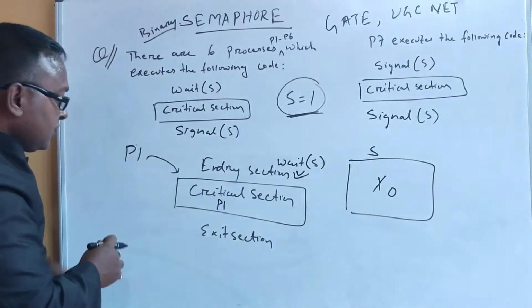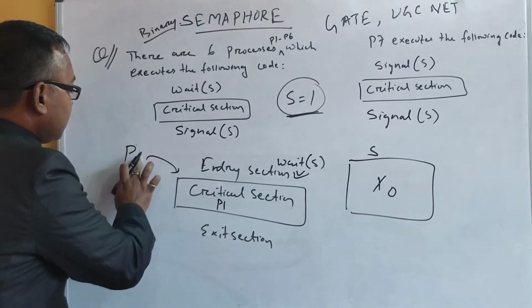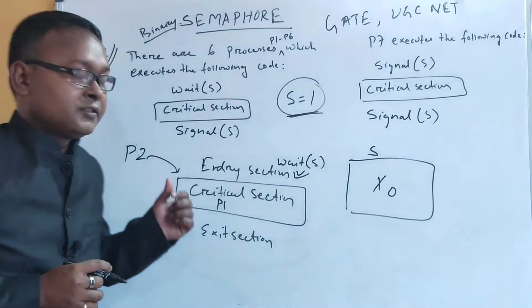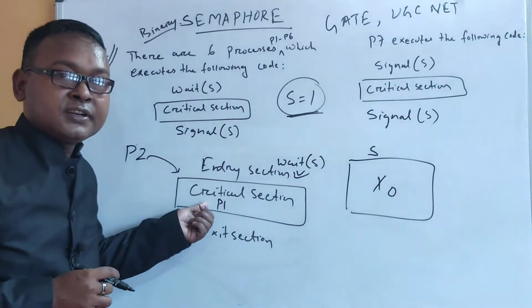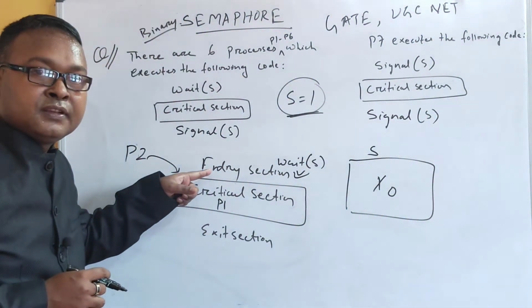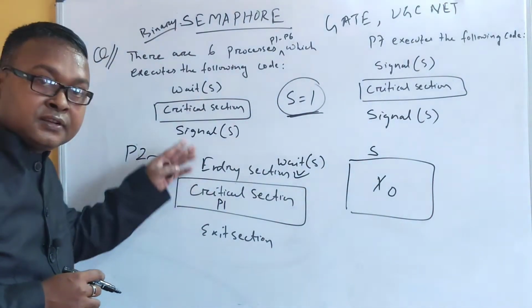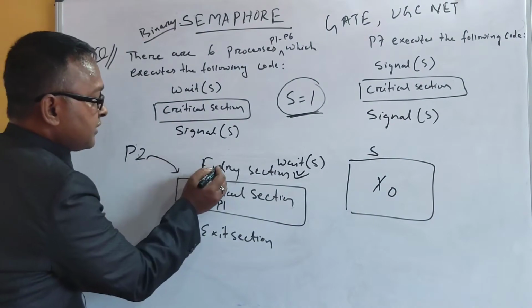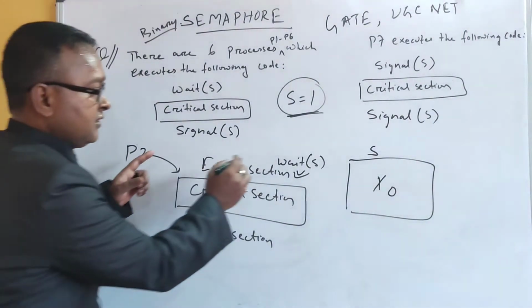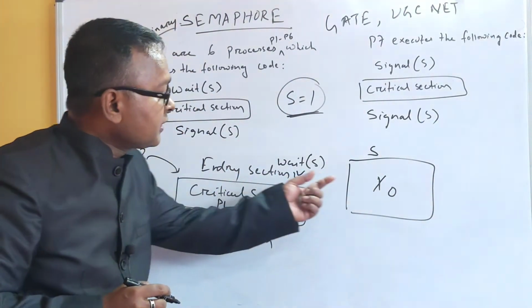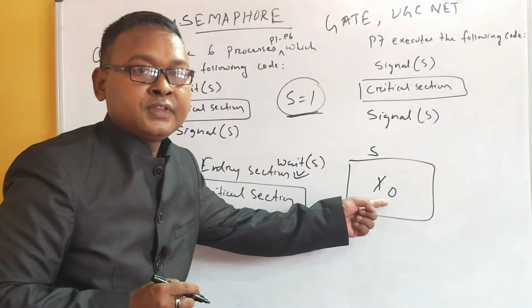Right now process P2 wants to enter into the critical section. Can P2 get entry into the critical section? P2 has to follow the same, executing the same code, right? So P2 executes the entry section, that means the wait. Right now the semaphore value is 0.